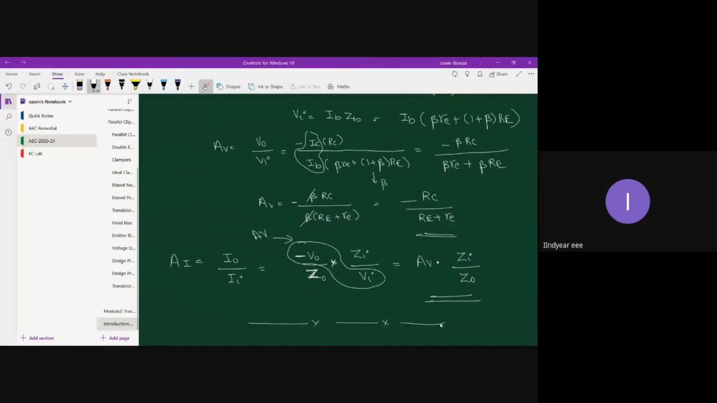All right, I will stop it here. In the next class, I will solve a problem based on bypassed capacitor and unbypassed capacitor.